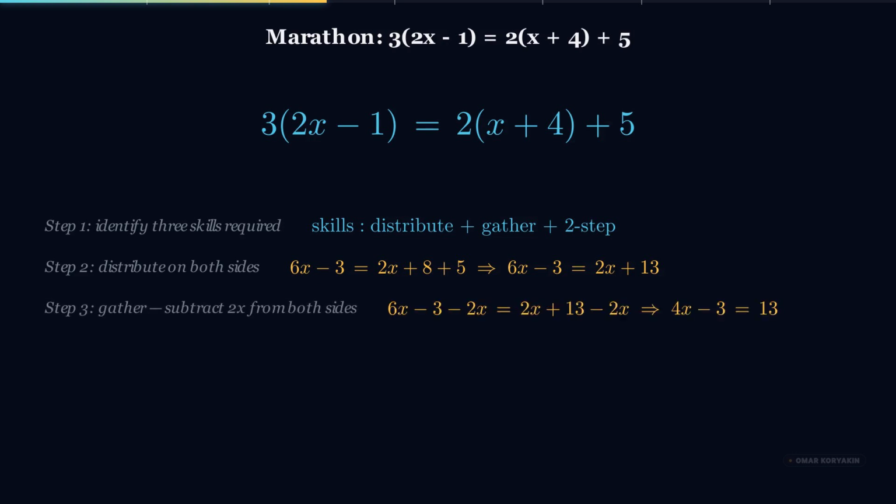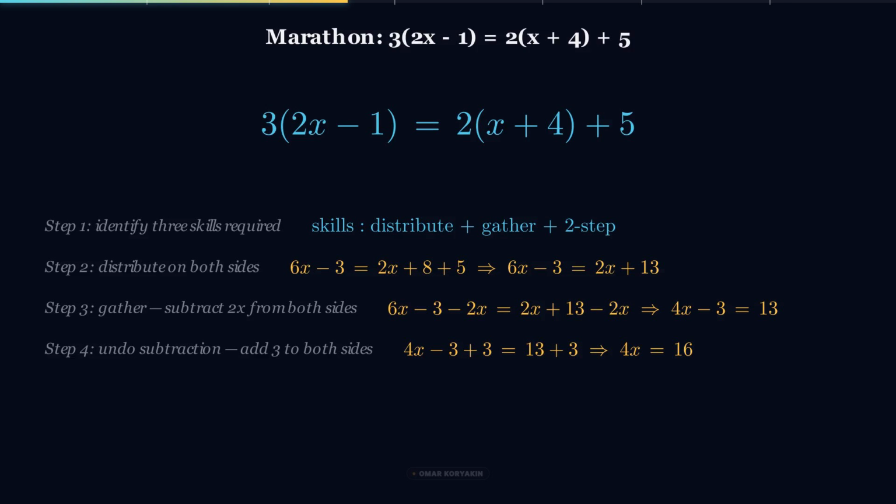Step 3. Gather the variable terms onto the larger coefficient side. The left has 6x and the right has 2x, so subtract 2x from both sides to gather to the left. The left becomes 6x minus 3 minus 2x, which combines to 4x minus 3. The right becomes 2x plus 13 minus 2x, which simplifies to 13. The equation is now 4x minus 3 equals 13, the standard two-step form.